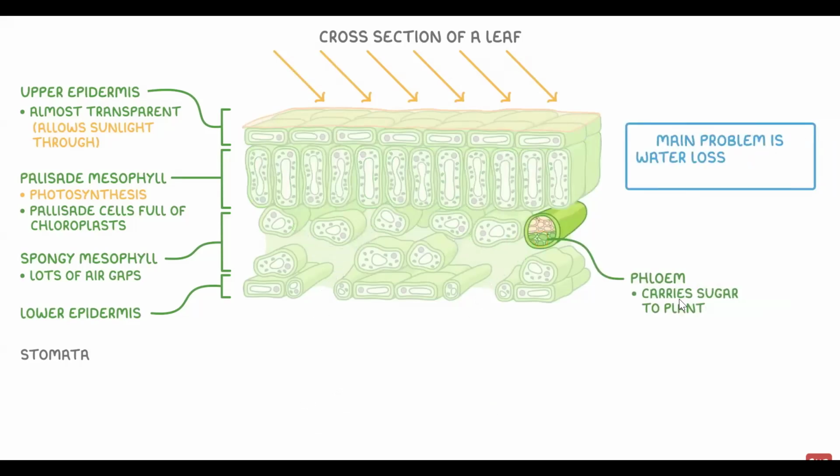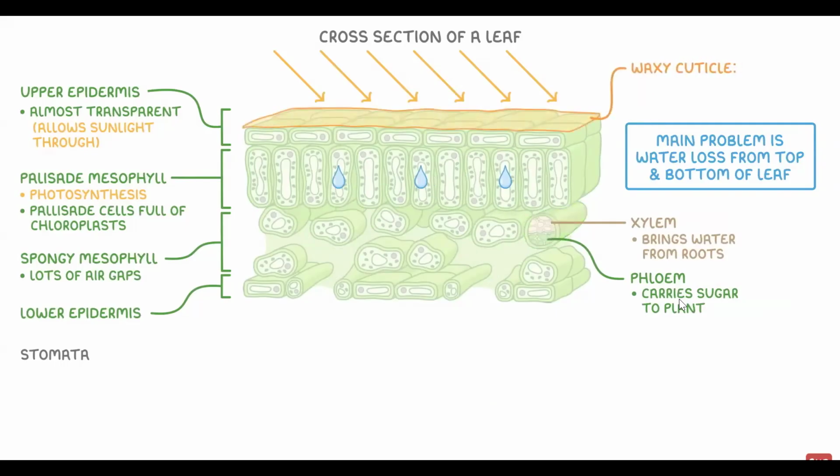Now the main problem that leaves face is water loss. The xylem, which runs next to the phloem here, continually brings water up from the roots for the palisade cells to use in photosynthesis, but that water can be lost from both the top and bottom of the leaf. To reduce this water loss, the leaf has a waxy cuticle on top, which is basically a thin, waterproof layer of lipids that the water can't get through.